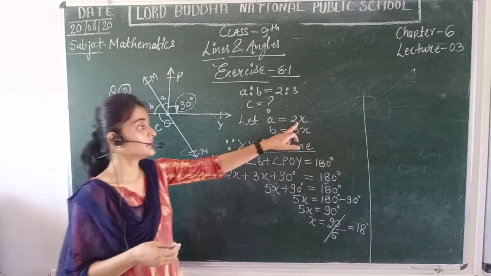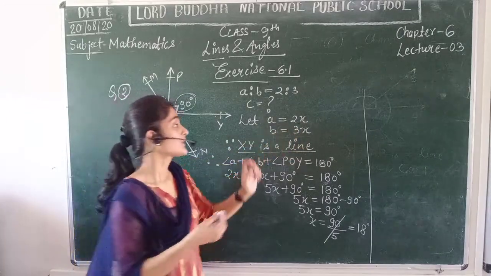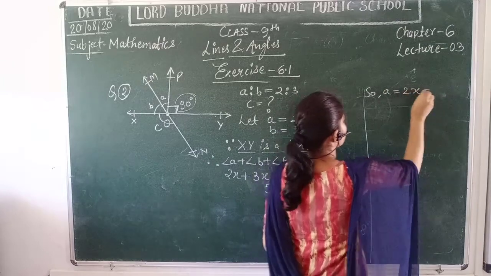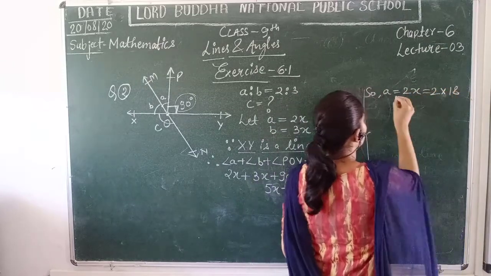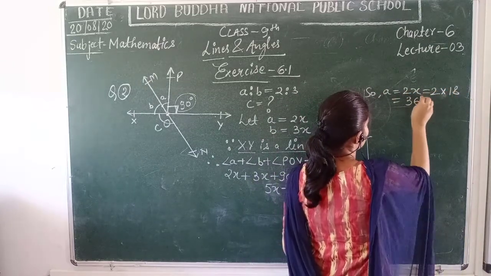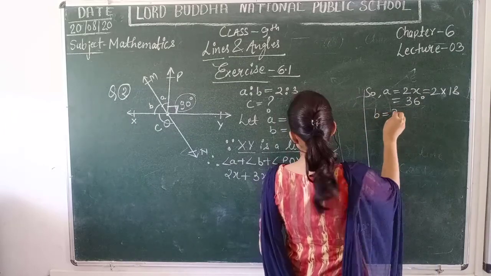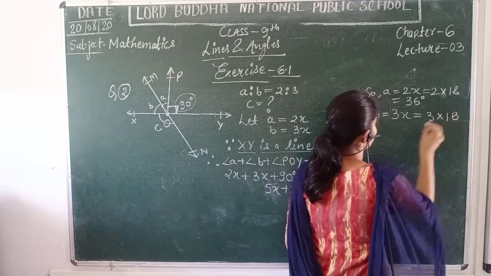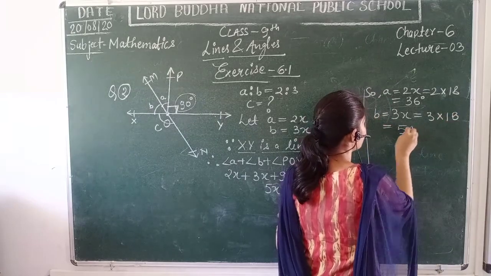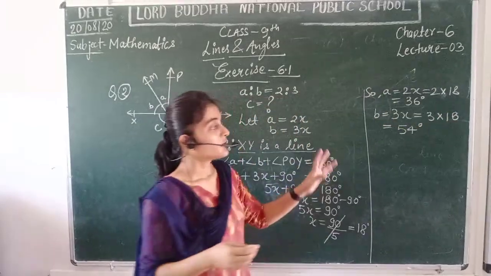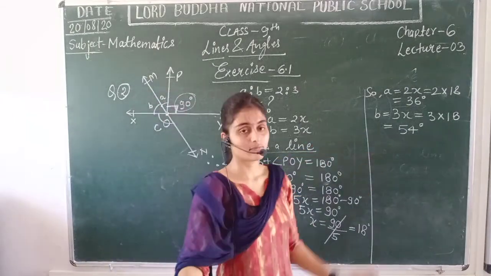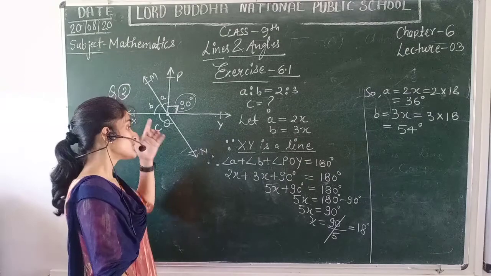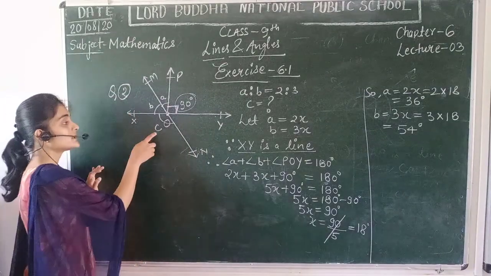So you can put it here and find the value of A and B. A equals 2x, that means 2 into 18, which equals 36 degrees. And B equals 3x, that is 3 into 18, which equals 54 degrees. You have found the value of A and B, which is 36 and 54. But you need to find the value of C. So now, let's see where C is forming.